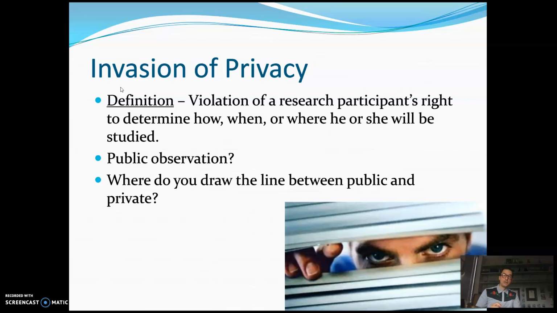So when we talk about public observation, if I was to go to the Galleria and observe people in the food court as they ate, I can do that without asking them to participate because it's a public venue. It's what's called tacit consent. You don't need to write that down necessarily, but tacit consent. They exist in a public place. I exist in a public place, so I can observe them without asking them to participate in my study.